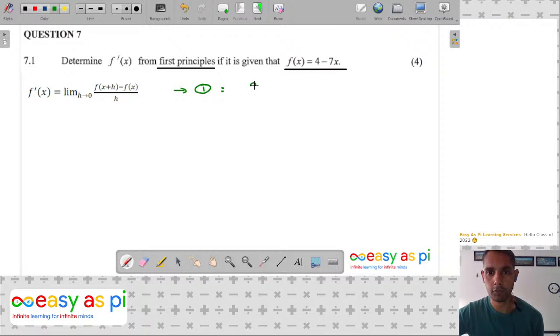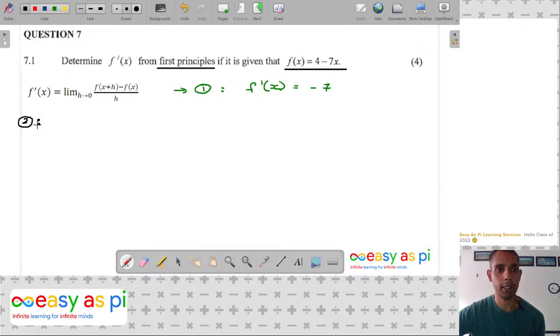If I find the derivative using my shortcut rules, I know that the derivative of a constant is 0, and the derivative of x in this case will be equal to minus 7. So you can see I'm expecting minus 7 here. The reason I've put this in is because this is going to be a nice check to see if you're on the right track when you're working through this. So now let's go for step 2.